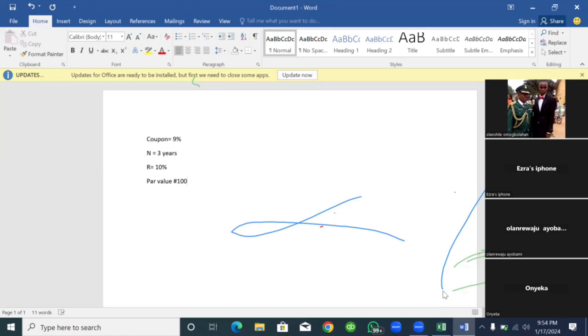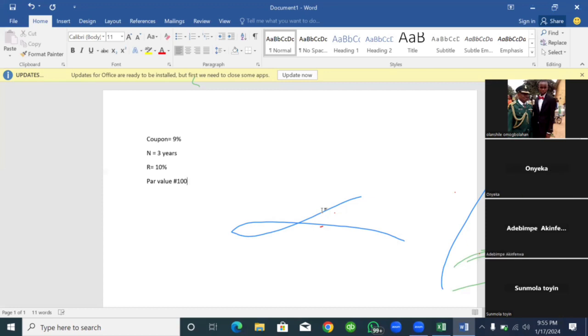I want us to work. 97.48. That's correct. I need like 2 more answers. Maybe I'm carrying everybody along. Please, if you don't understand, raise your hand. I think the coupon rate is 10%. No, ma, the coupon rate is 9%, ma.